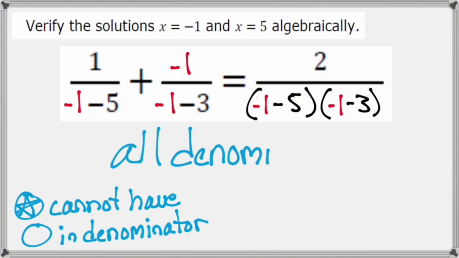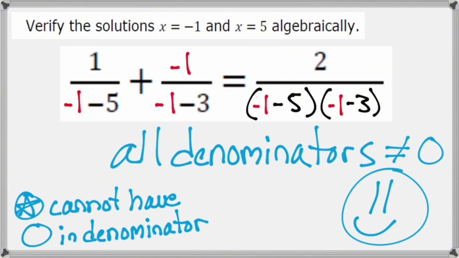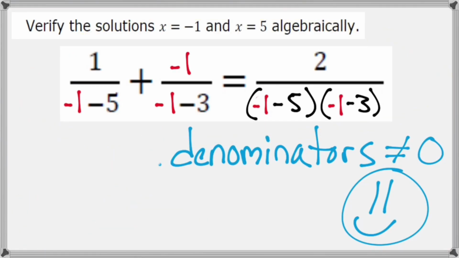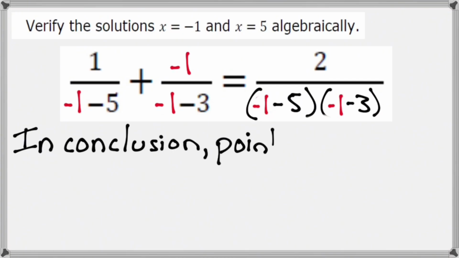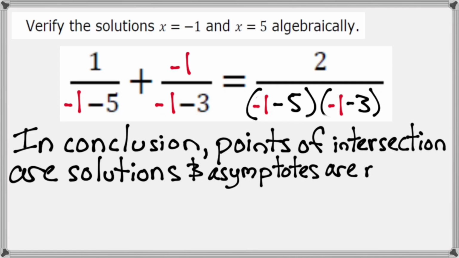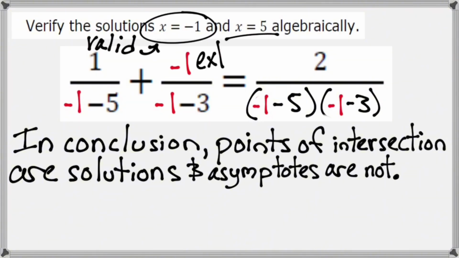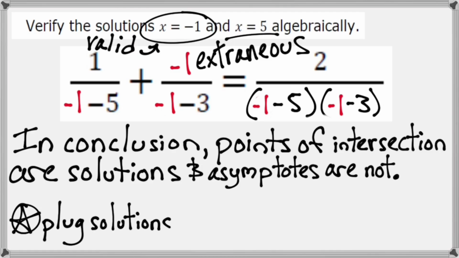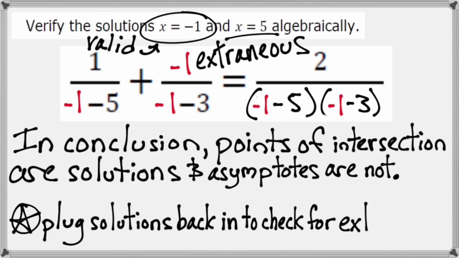Likewise, if you were to plug in negative 1, all of the denominators would not become 0. I don't need to take the time to finish solving this. You already know that you're not going to get a denominator of 0, so you know that negative 1 is a valid solution. So, therefore, in conclusion, once you have your two solutions, or however many solutions you get, visually, your points of intersection are going to be the solutions, the asymptotes are not. But if you don't really have a picture, then you would need to plug your values back into the original equation so that you know what is valid and what is extraneous.